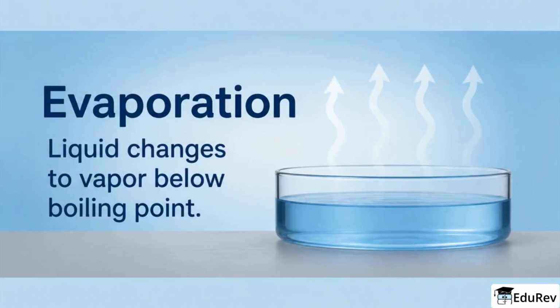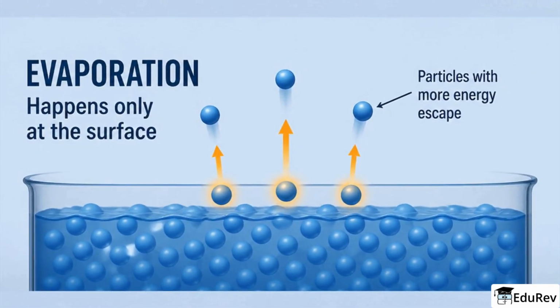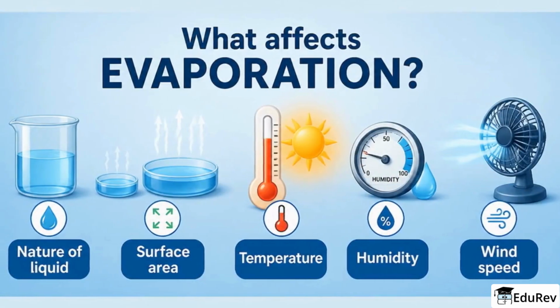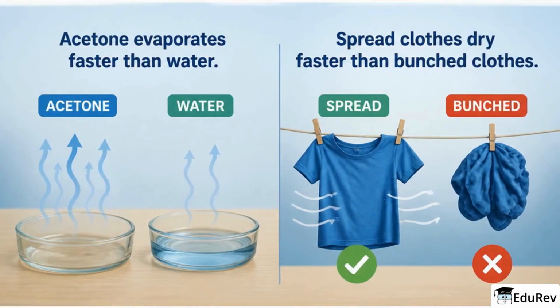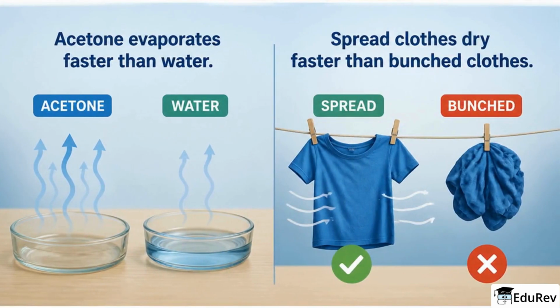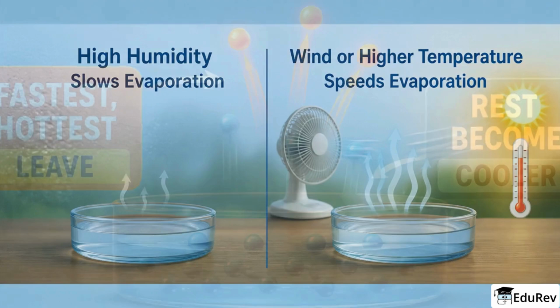Evaporation is when a liquid becomes vapor below its boiling point. Evaporation happens only at the surface because some particles have more energy and escape. Factors that change the rate of evaporation are the nature of the liquid, surface area, temperature, humidity, and wind speed. For example, acetone evaporates faster than water, and spread clothes dry faster than bunched clothes. High humidity slows evaporation, and wind or higher temperature speeds it up.